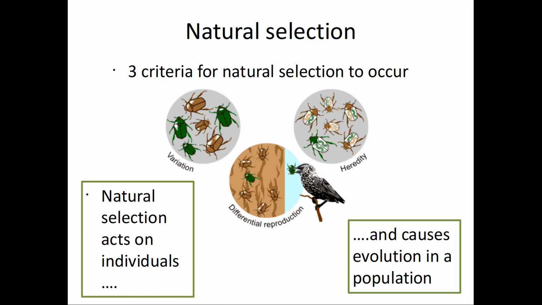All right, so natural selection acts on individuals, right? It is the individual rabbit in our previous example that is being consumed, that's being selected against, but it causes evolution of the population, because then we begin to see those genes disappearing from the gene pool and not reappearing in subsequent generations, and therefore the population begins to shift towards the brown coloration.